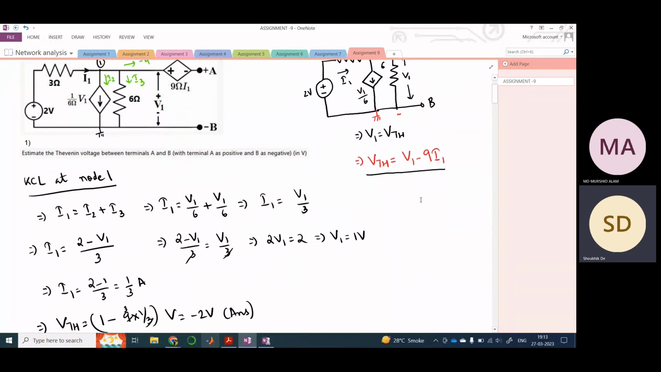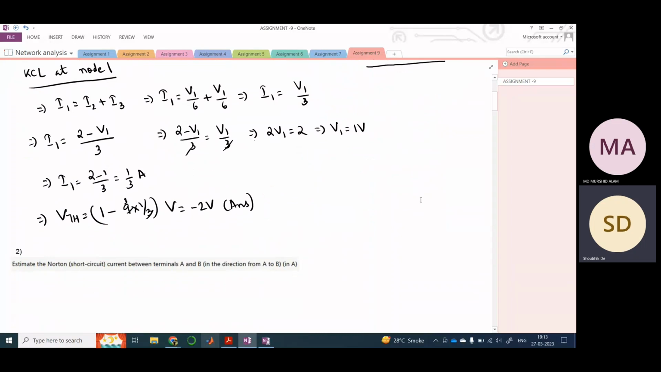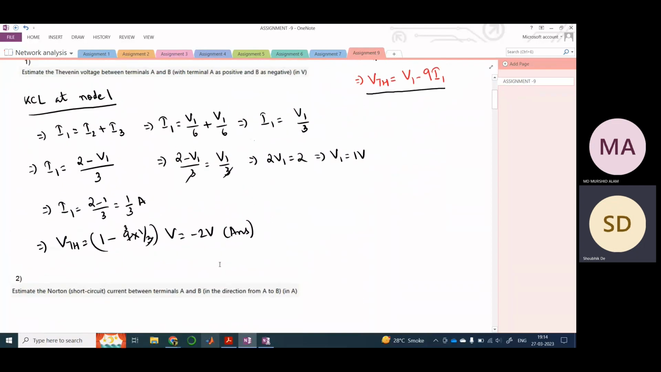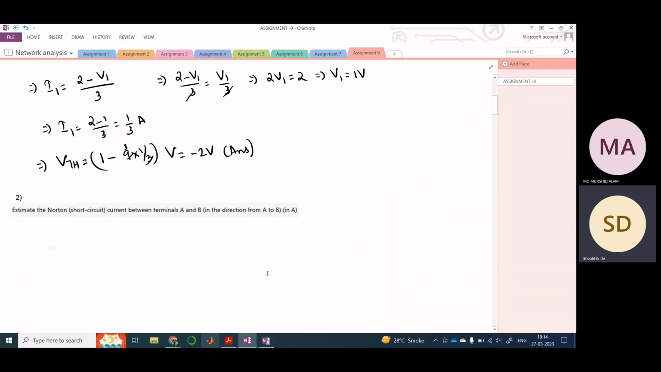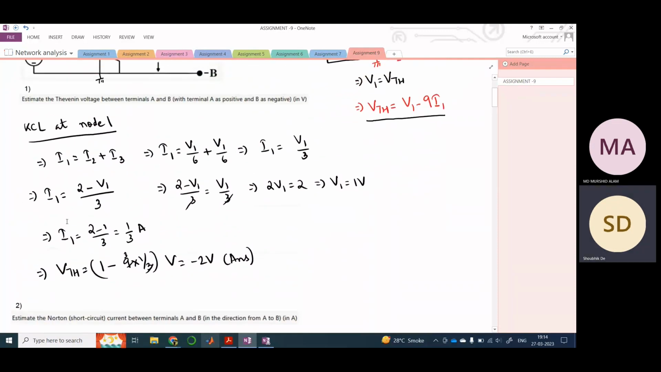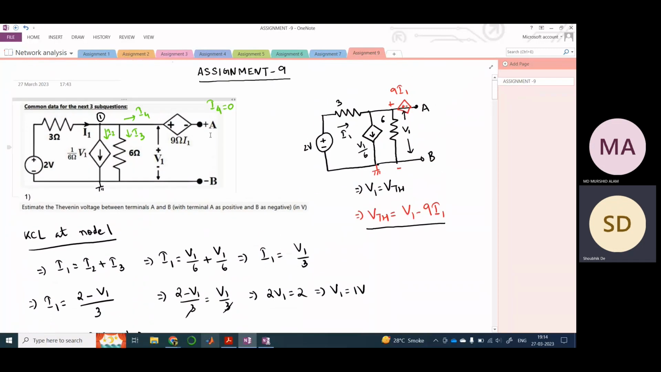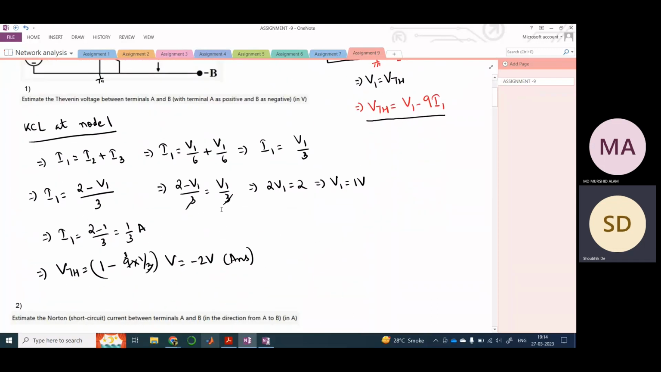Okay, fine. So next, move on to the next question. Now they are saying estimate the short circuit current between terminals A and B in the direction A to B. Why is this mentioned? This is important, right? They could have also mentioned the direction B to A. So, as we know, in Norton's theorem, we need to short circuit the terminal. This is terminal AB, therefore we need to short circuit it.